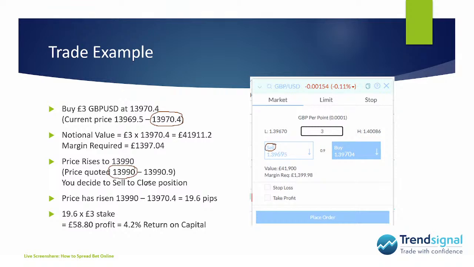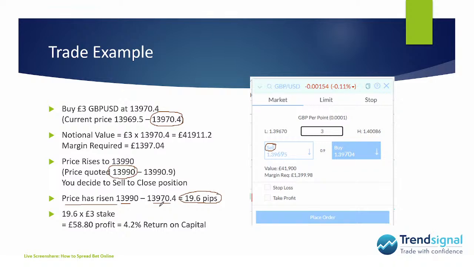And when it's up at 139.90, I'm going to decide to sell and close that position. So the price has risen to 139.90. How much has it risen by? Well, let's subtract the entry price from the current price, or the position we close at, and that gives me 19.6 pips. That is a 19.6 pip profit.